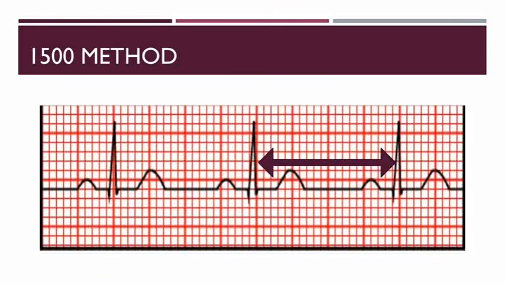Then the second method is the 1500 method. Count the number of small boxes between two successive R waves and divide 1500 by this number to obtain the heart rate. So let's see from this strip that it contains 20 small boxes, and when we put this number in our formula, we get the answer of 75. So this ECG strip shows a heart rate of 75.